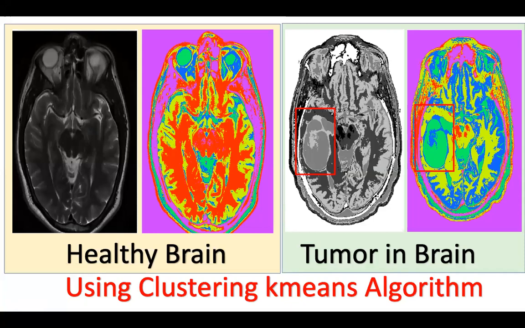Today we will see how to use a clustering K-means algorithm to identify a tumor in the brain. On the screen there are four images. The first two images are of a healthy human, and the two images on the right side are the MRI images of the brain of the infected person who has the brain tumor. These are all MRI images.